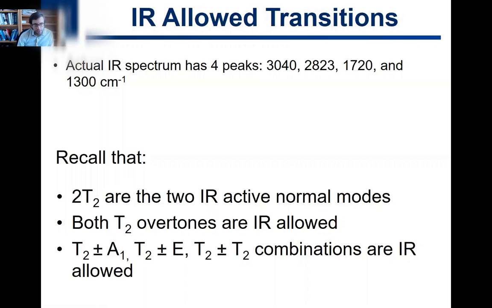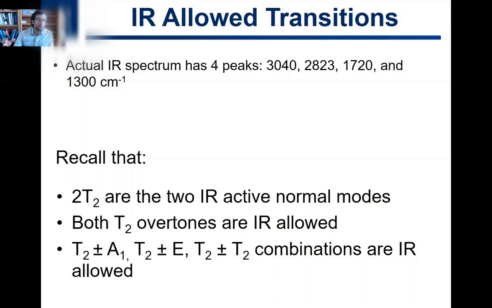And infrared spectroscopy is complicated as compared to Raman spectroscopy because you have overtones and combinations, as we talked about previously. And we'll work through the selection rules for overtones and combinations. And we were able to calculate that both of the T2 overtones are allowed by infrared spectroscopy selection rules. So remember, there's going to be 2 overtones here because there's 2 T2 normal modes from which to derive those overtones.